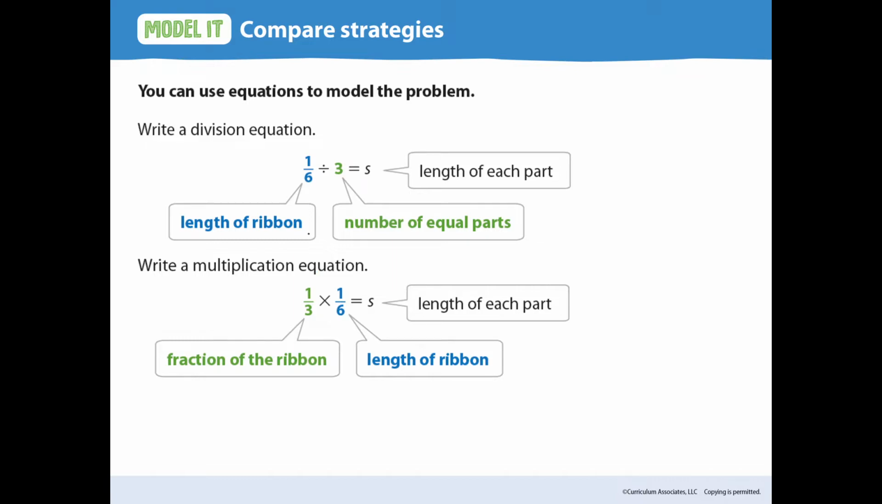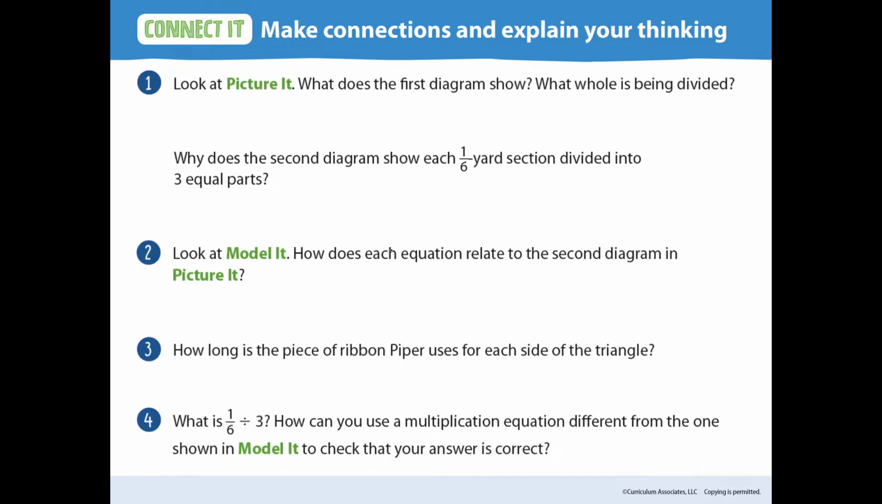Now, notice that in your book, they did switch these 2 around. It doesn't matter. Once you have 1/3 and 1/6, it doesn't matter which order you multiply them in, you're still going to get the same answer. So if you write your 1/6 first and your 1/3 second, it's okay, you're still going to get the same thing.